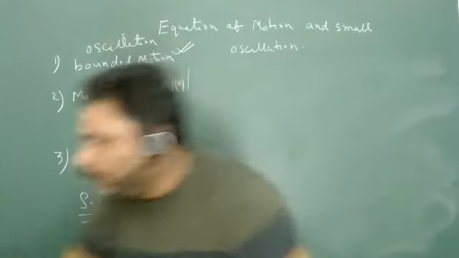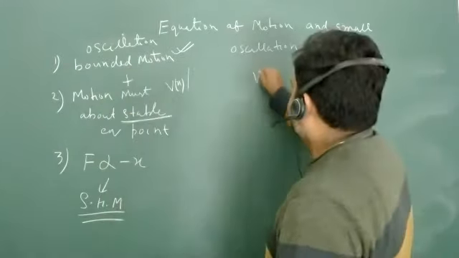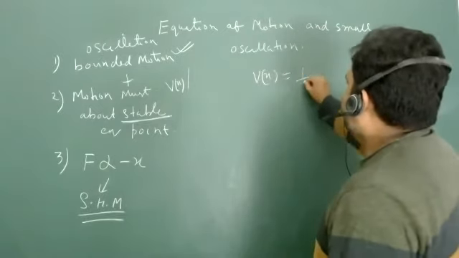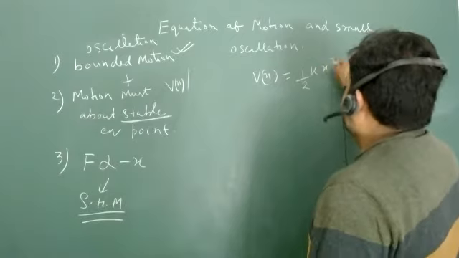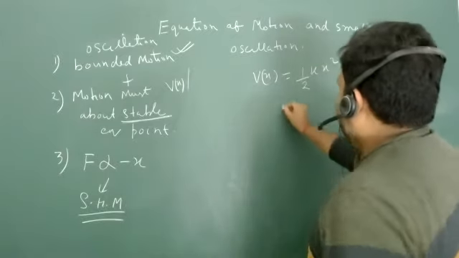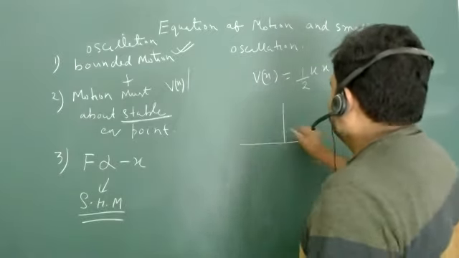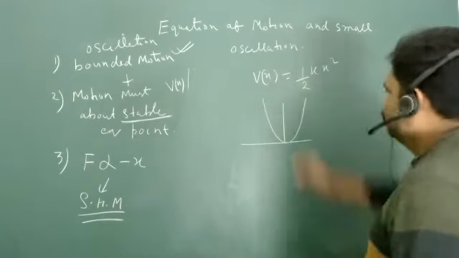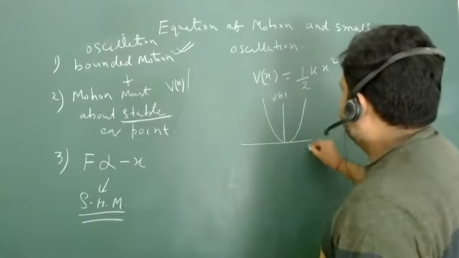So let's go for two potentials. Suppose the first potential is V(x) equal to half kx squared, and obviously this is exactly parabolic in shape. This is V(x) versus x.